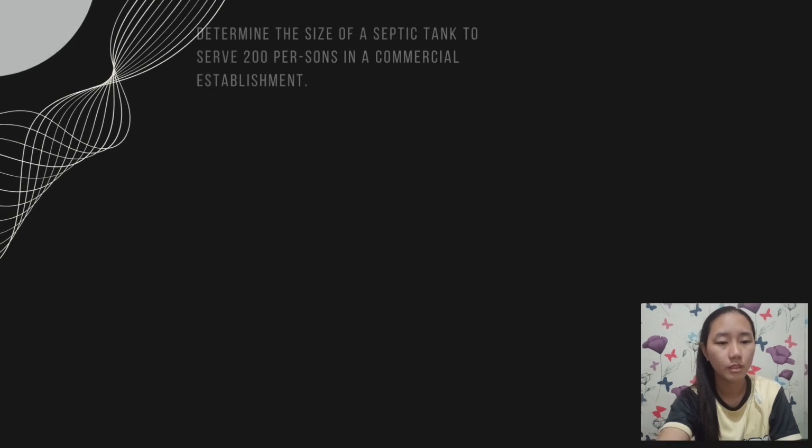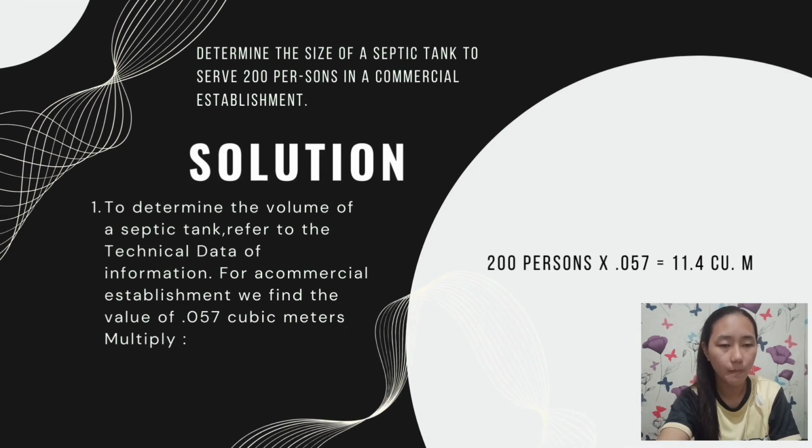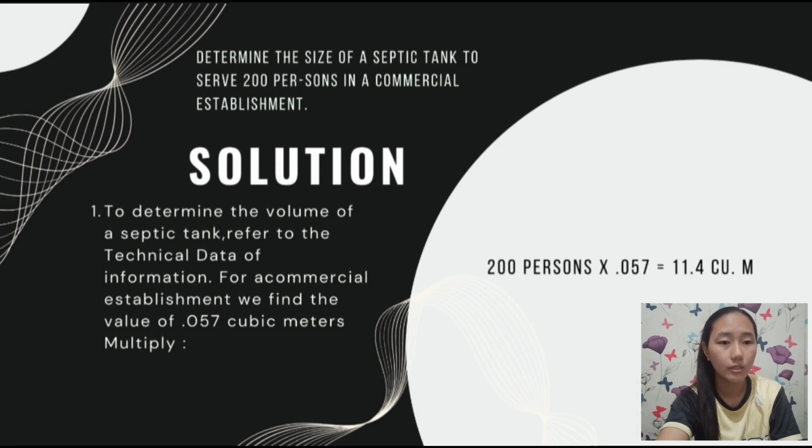So, let's proceed to solving. Determine the size of a septic tank to serve 200 persons in a commercial establishment. Number 1, to determine the volume of a septic tank, refer to the technical data information I mentioned earlier. For commercial establishments, we find the value of 0.57 cubic meters. So, multiply it by 200 persons: 200 persons times 0.57 equals 11.4 cubic meters.